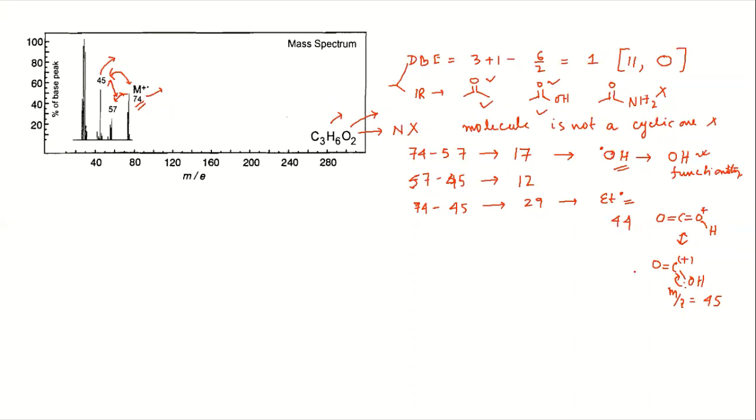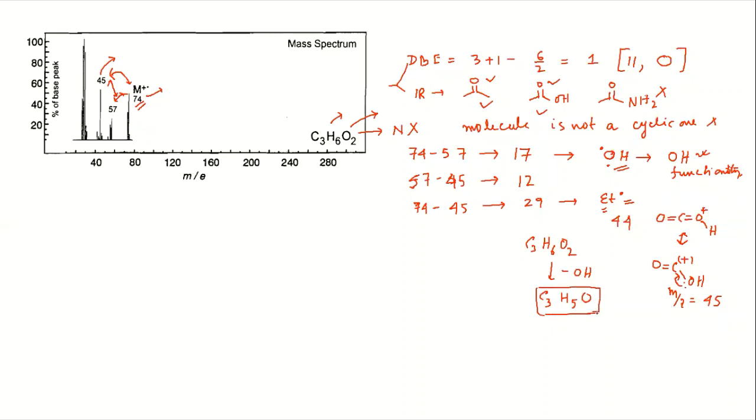So one is ethyl coming out, another is OH coming out. When OH comes out, it is generating 57. That means this C3H6O2 is your formula. From here you subtract the OH, so what you are having is C3H5O, the cation.